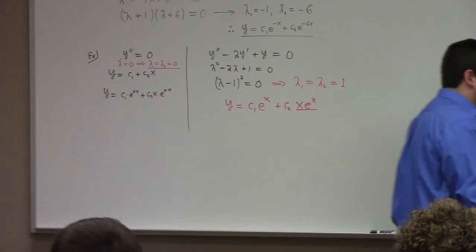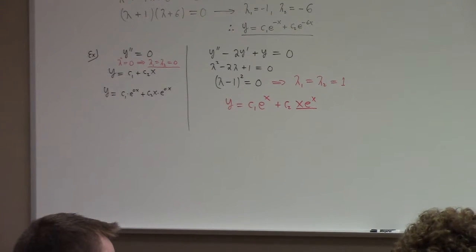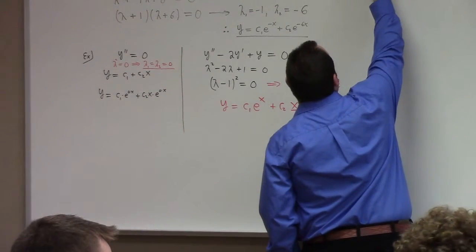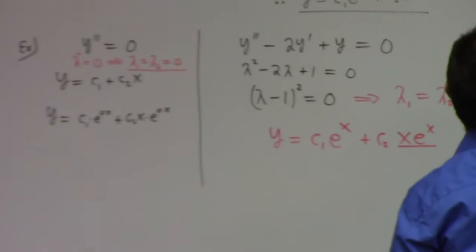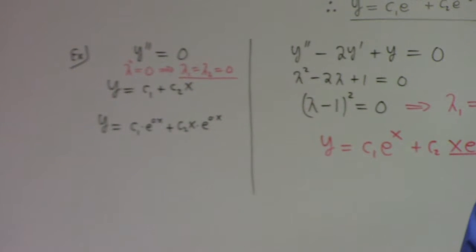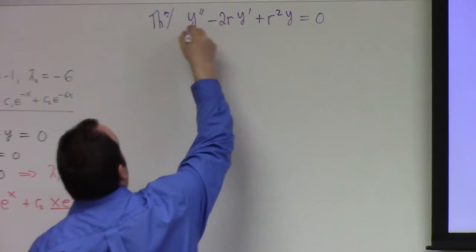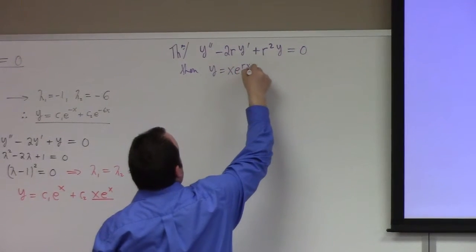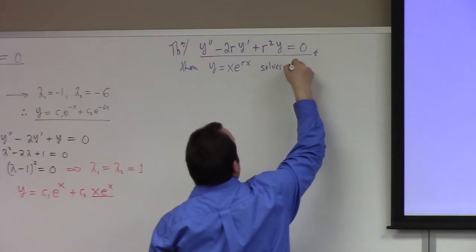Now, if I make the right substitution, I can convert an arbitrary differential equation with, let's see, what does an arbitrary repeated root case look like? Let me just give you that as a theorem. Theorem: if we have y'' - 2r y' + r^2 y = 0, then y = x e^(rx) solves this differential equation, which we'll call star, okay?